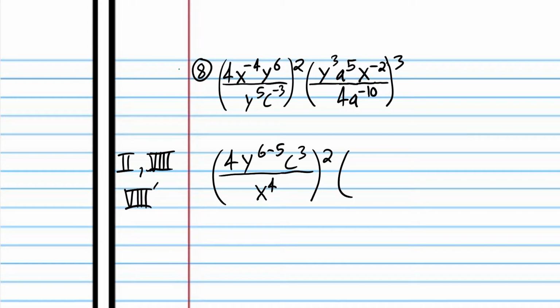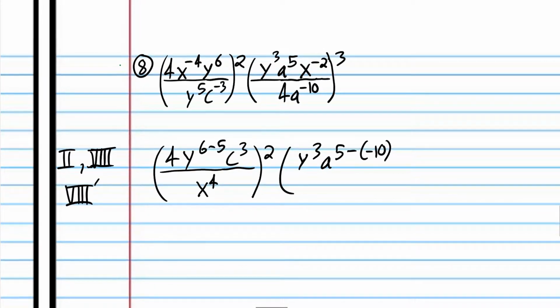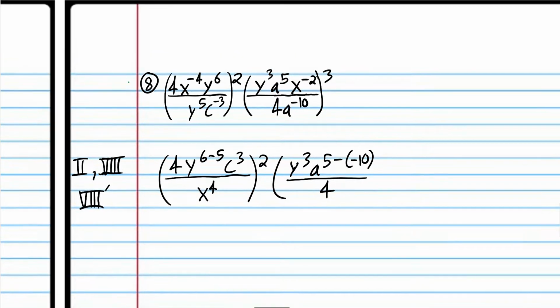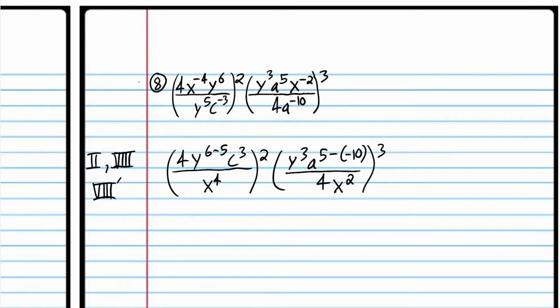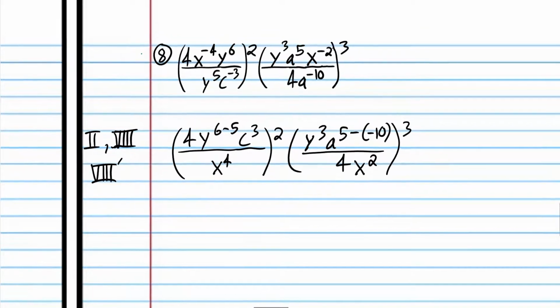So then we have y cubed and a to the 5 minus negative 10. Now be aware that that's a double negative. We're going to have to deal with that. And we have 4 in the bottom, and I'm going to bring that x down, again using rule number 8. So again, after each step, go back and check, make sure that everything looks right. I think I wrote that correctly.